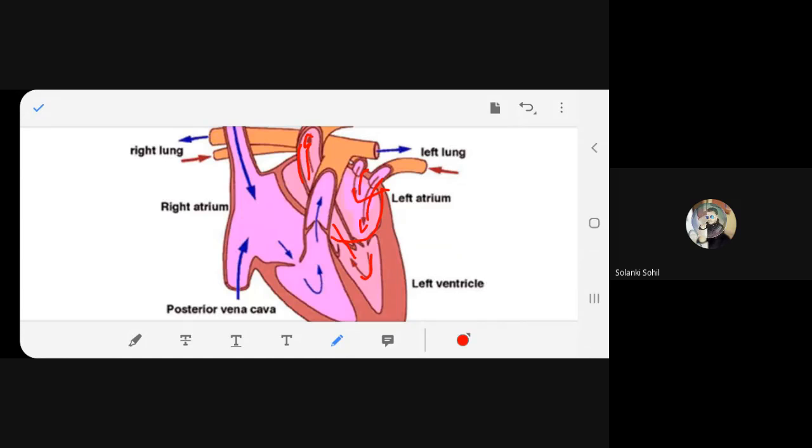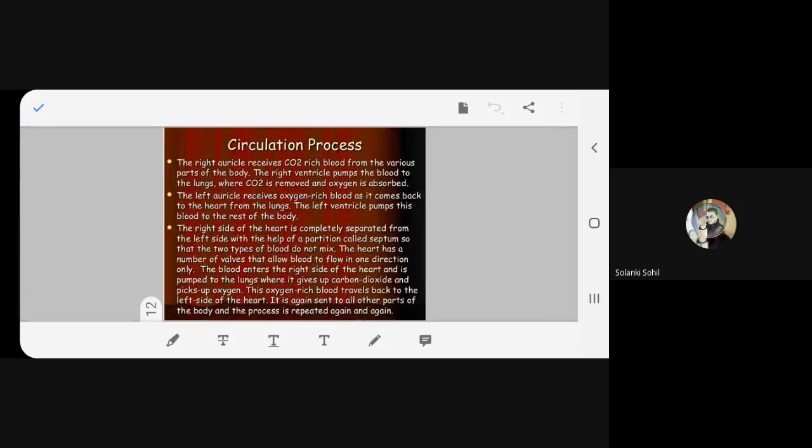So it enters through the lung, oxygen rich blood goes to the left auricle, it goes to the left ventricle, and then it's pushed to all parts of the body. Have you understood? Because it is oxygen rich blood. Okay, fine? That's why I'm going through point by point.